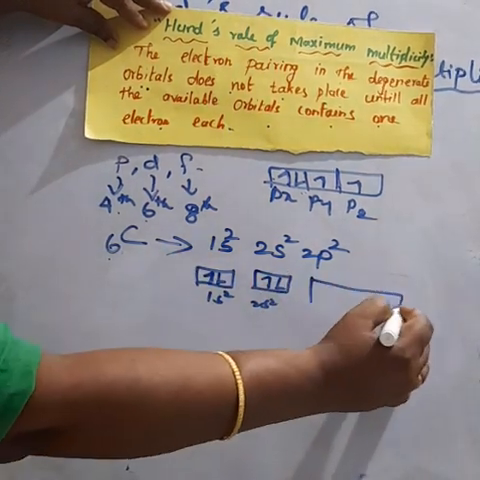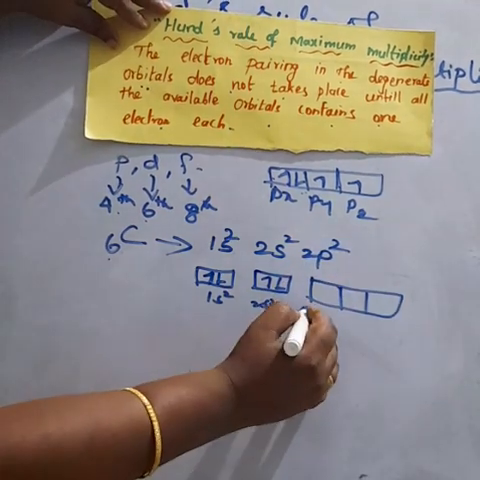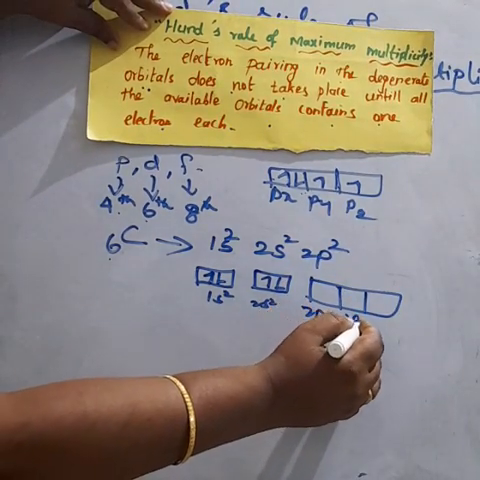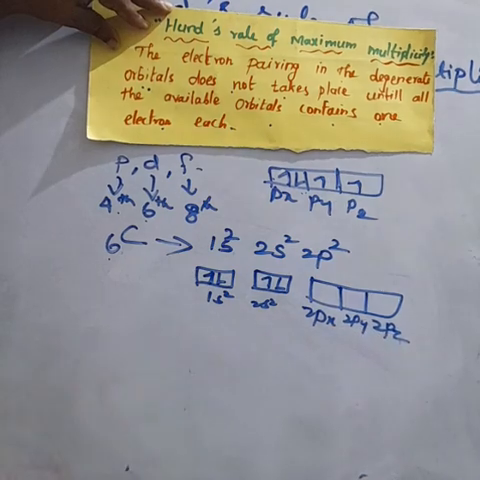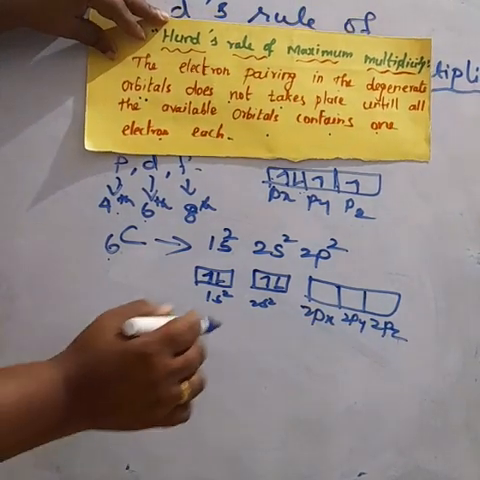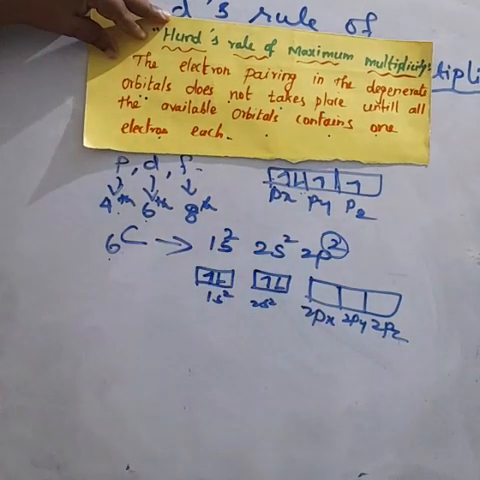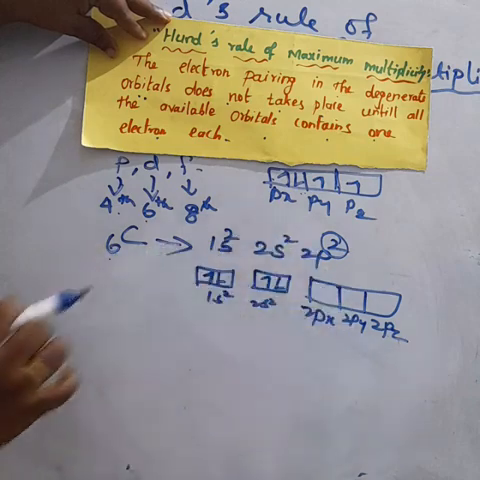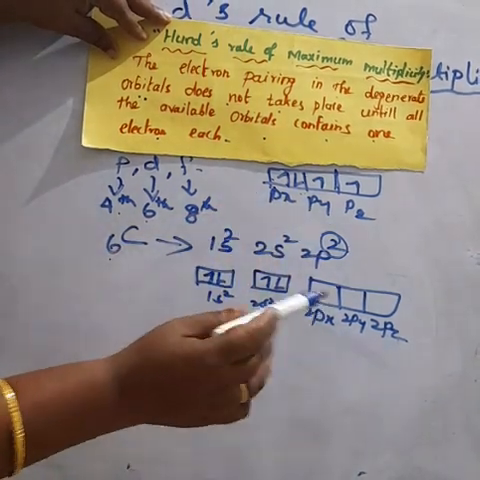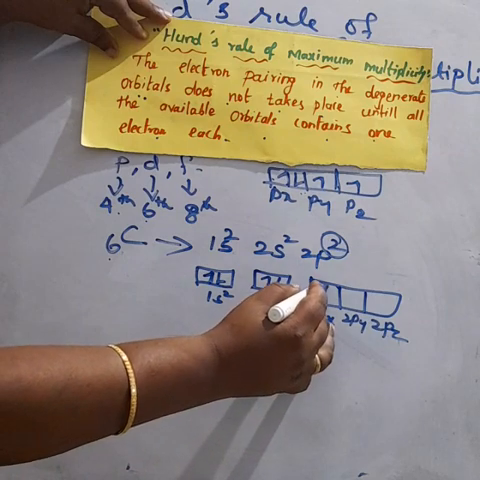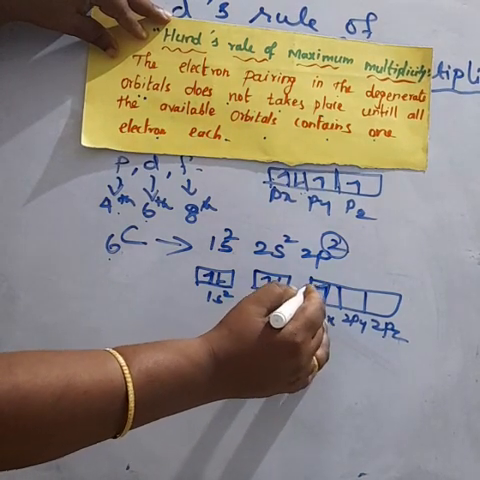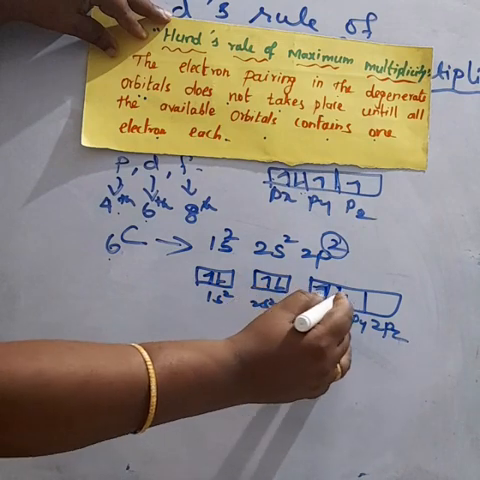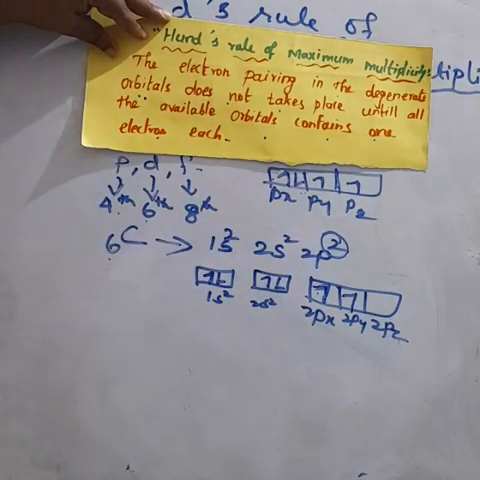Then the p orbitals: totally 3 p orbitals, 2px, 2py and 2pz. There are only 2 electrons there. How do we fill the 2 electrons in the p orbitals? We fill them singly with the same spin. Understood? This is Hund's rule.